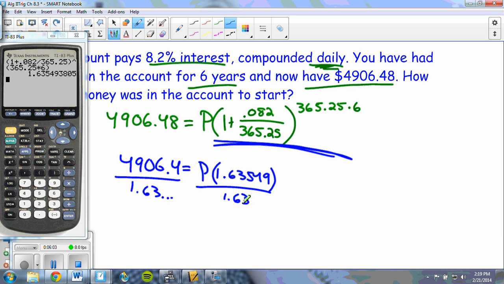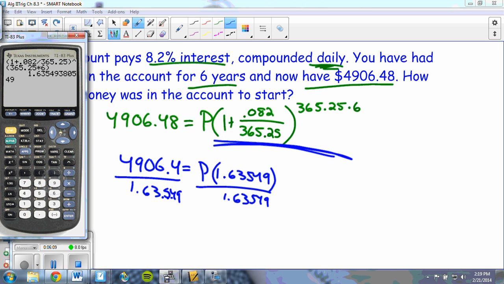I'll finish that off. That's 549. And up here I can do 4906 divided by 1.63549. Nope, I shouldn't do that. That's silly of me. I should divide by the previous answer. If I divide by the previous answer, I got the 0.48, I guess.